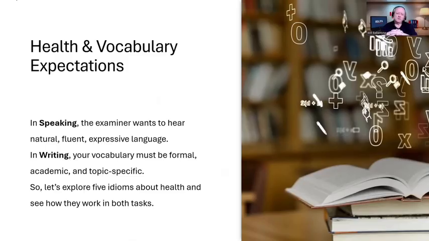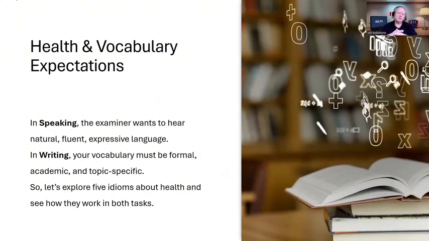However, in writing, your vocabulary must be formal. And it's easy to see if it's formal because the words are on the paper in front of the marker. And so it's different from words you hear in that respect. So your vocabulary must be formal, it must be academic, and it must be specifically about the topic. So different words, but they have to be on the topic, formal and academic.